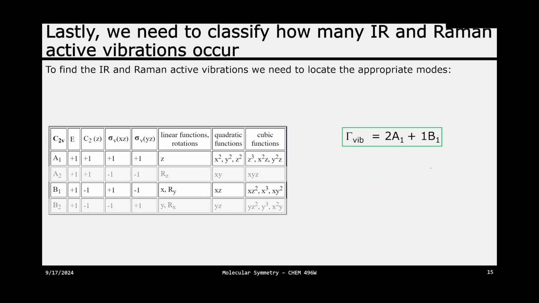To figure this out, we're similarly going to use the table. I blocked out A2 and B2 because they're not part of our vibrational modes, so we're not going to look at them at all. IR vibrations are going to be X, Y, and Z. So if something's labeled X, Y, or Z in our linear functions column, that's going to contribute to our IR active modes.